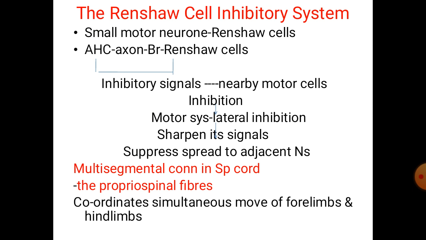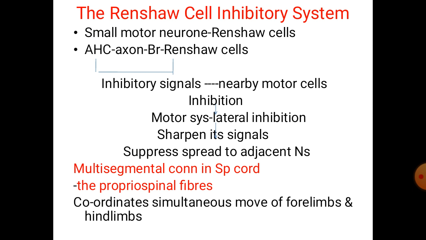The Renshaw cell, receiving impulses from the anterior horn cells, gives the inhibitory signals to the nearby motor cells, so that the nearby motor cells are inhibited. So in the motor system a lateral inhibition system is there, and this lateral inhibition system will sharpen the signals which are going from the anterior horn cells or alpha motor neurons. This also suppresses the spread of the impulse to the adjacent neurons.